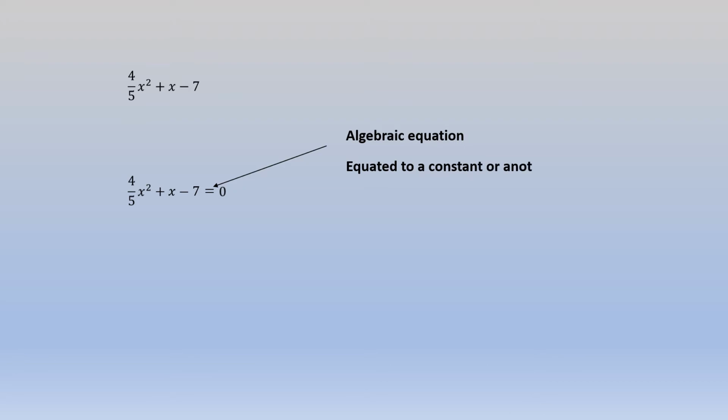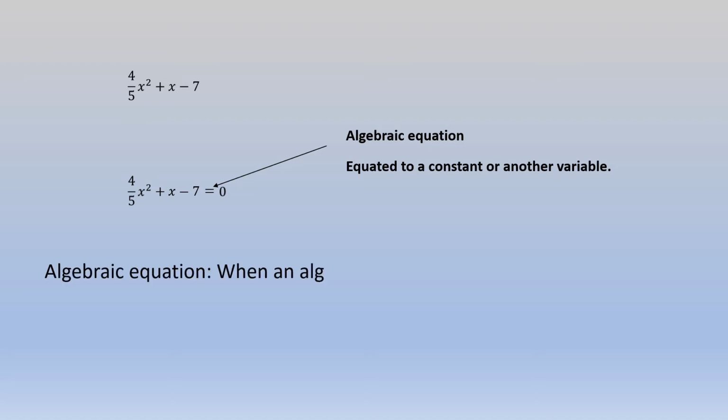Let us take this example, 4y plus 5x squared plus x minus 7. Now this is a polynomial in x variable. Now if you take this and put an equal to sign and then equate it to some other constant, say 0, then this equal to sign gives us an algebraic equation, or we can say it is equated to a constant or any other variable.